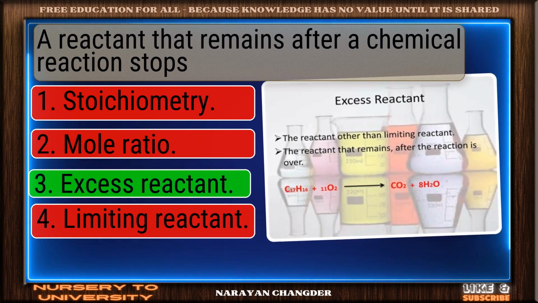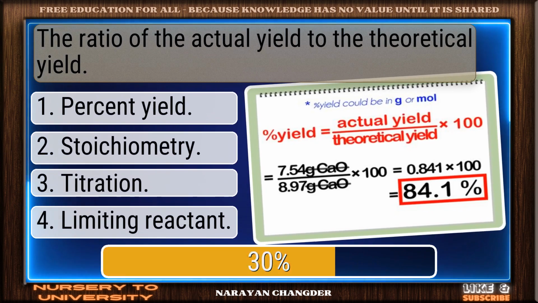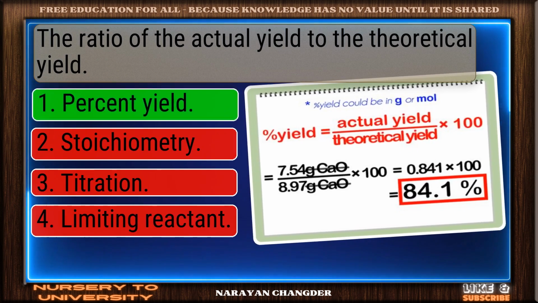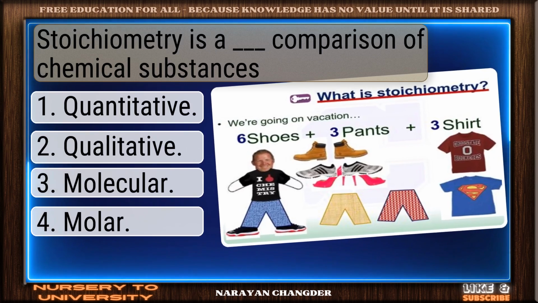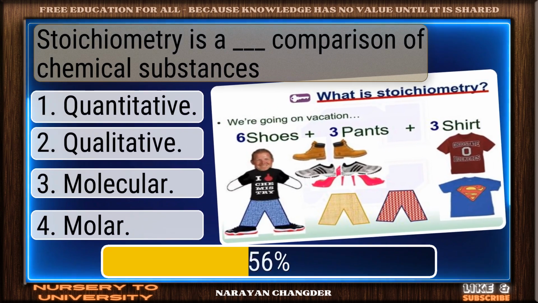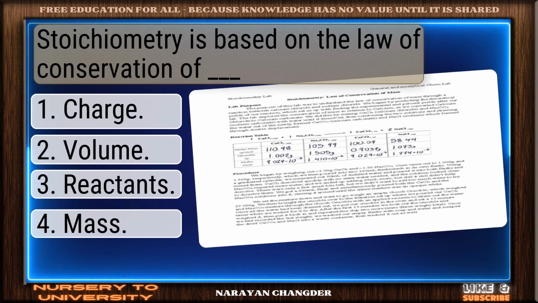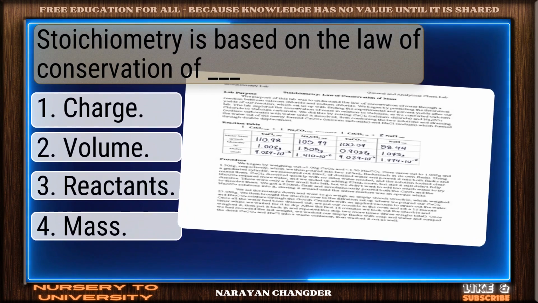Valid point, excess reactant. The ratio of the actual yield to the theoretical yield. On track, percent yield. Stoichiometry is a dash comparison of chemical substances. Well-reasoned, quantitative. Stoichiometry is based on the law of conservation of dash.